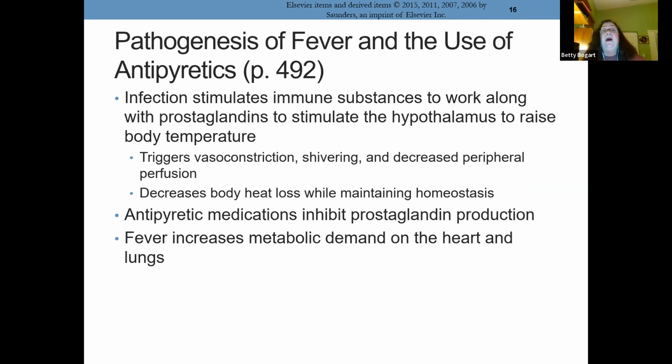Now, antipyretics and giving them. We give antipyretics for fever. Now, your body, when you get a fever, you get sick, it releases prostaglandins. And what the prostaglandins do, it helps with inflammation, it helps with pain, okay? So when you give an antipyretic, it stops those prostaglandins from being produced, okay? So that's why your temperature comes down.